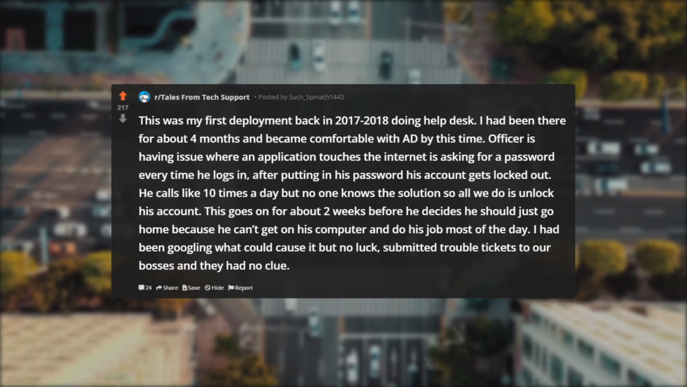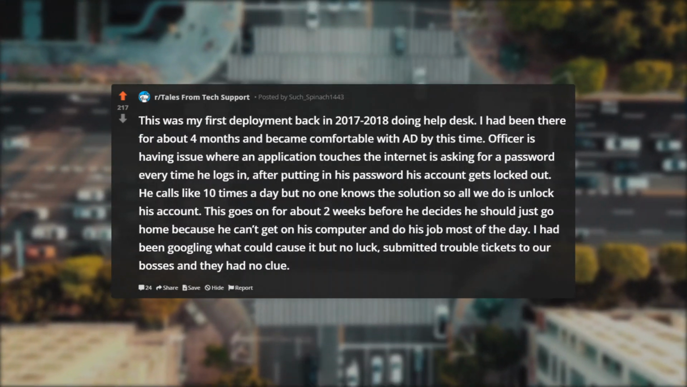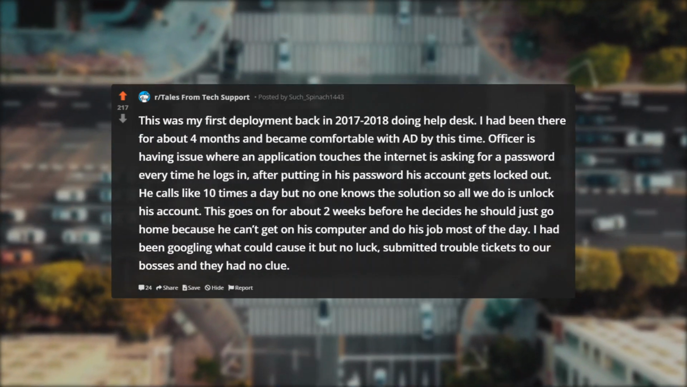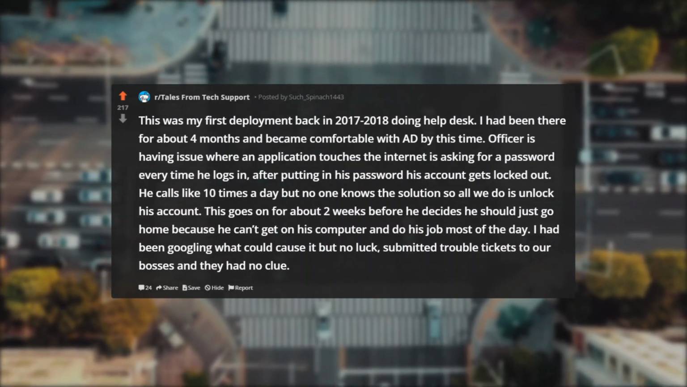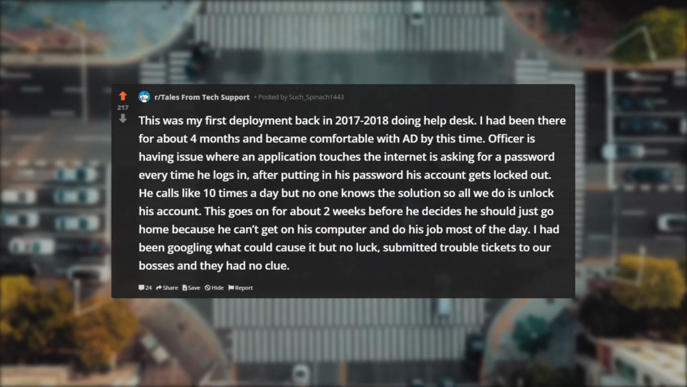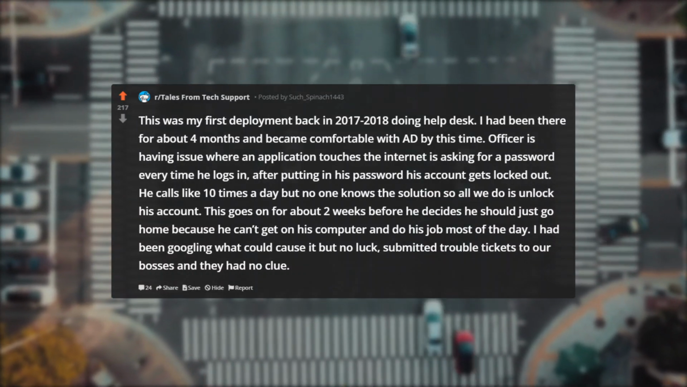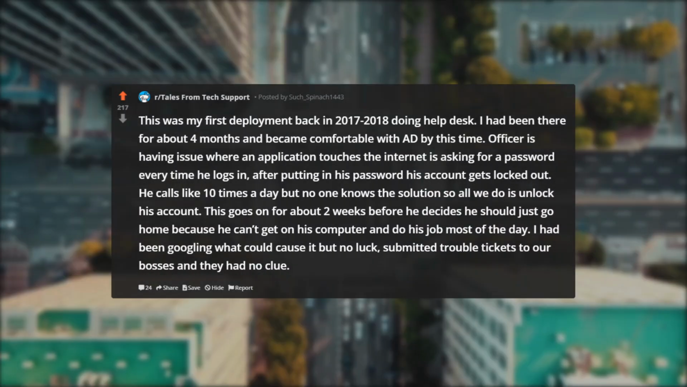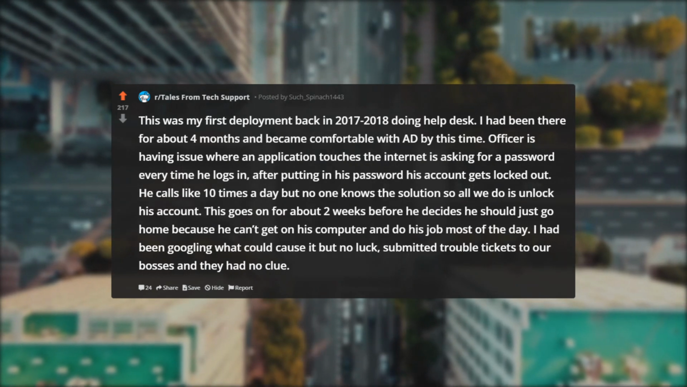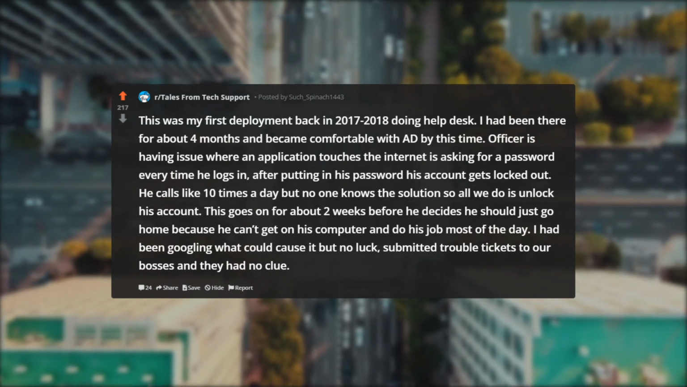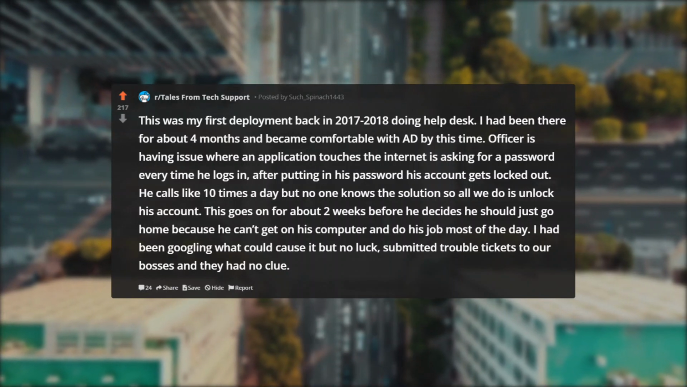An officer is having an issue where, when an application touches the internet, it asks for a password every time he logs in. After putting in his password, his account gets locked out. He calls like 10 times a day, but no one knows the solution, so all we do is unlock his account. This goes on for about 2 weeks before he decides he should just go home because he can't get on his computer and do his job most of the day.